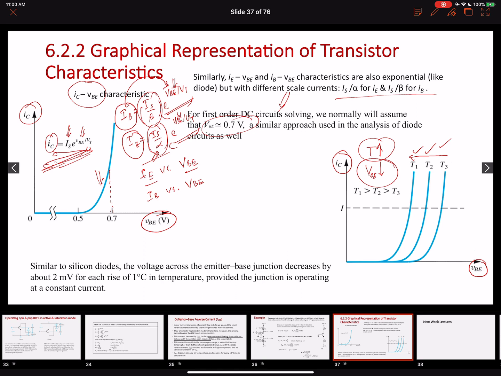And for a delta T of 1 degree Celsius rise in temperature, our delta VBE will be a decrease of 2 millivolts. For a plus 1 degree Celsius rise in temperature, our base to emitter junction voltage reduces by 2 millivolts. Okay, so this is the last topic for today.